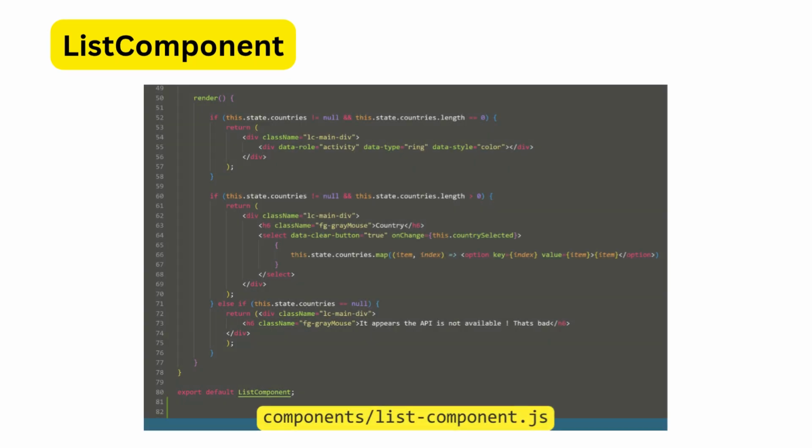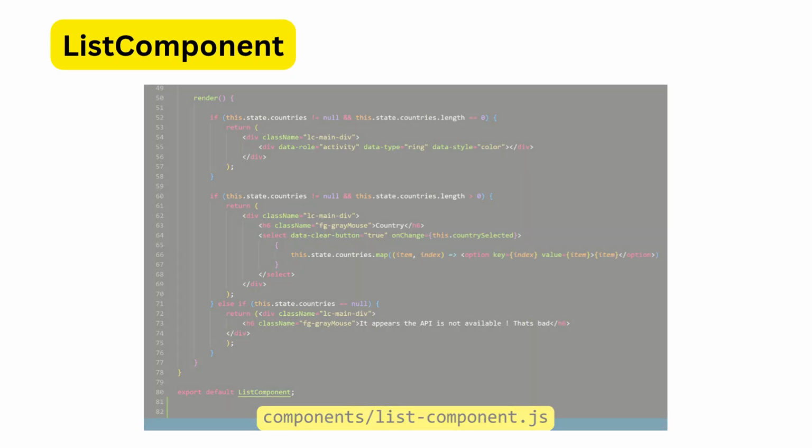Here we display the countries on the UI using the select element of HTML. In React.js, when we display the items of a list in a loop, it's necessary that we pass the key as well. A key is an item that uniquely identifies the items of the list.